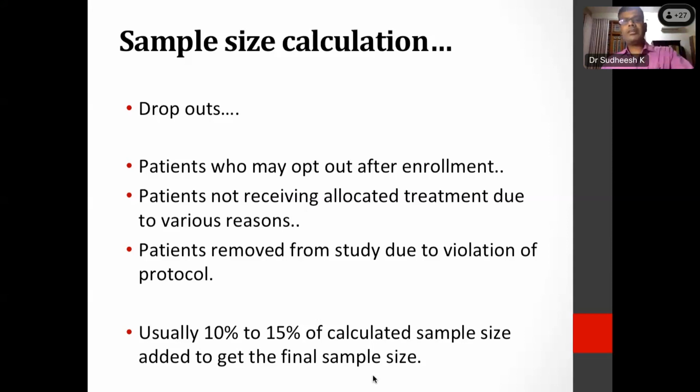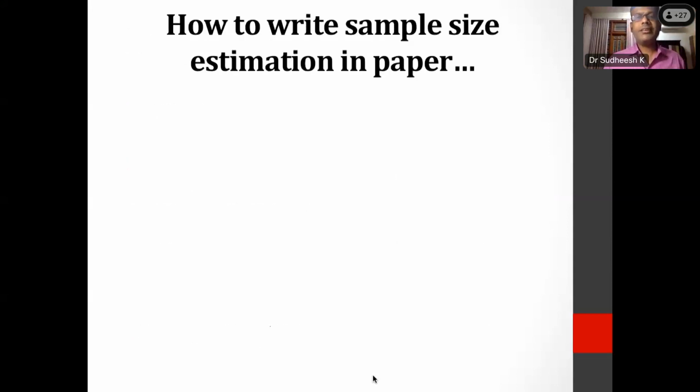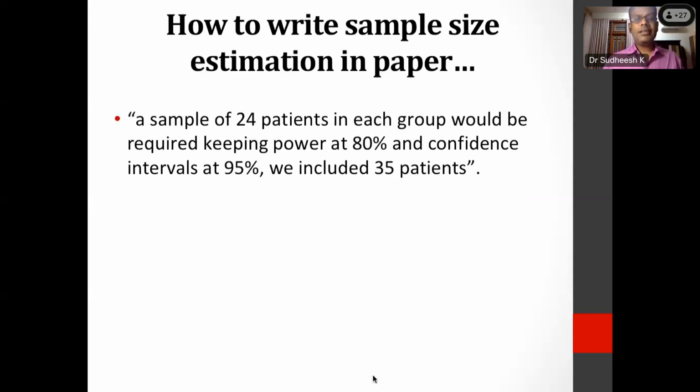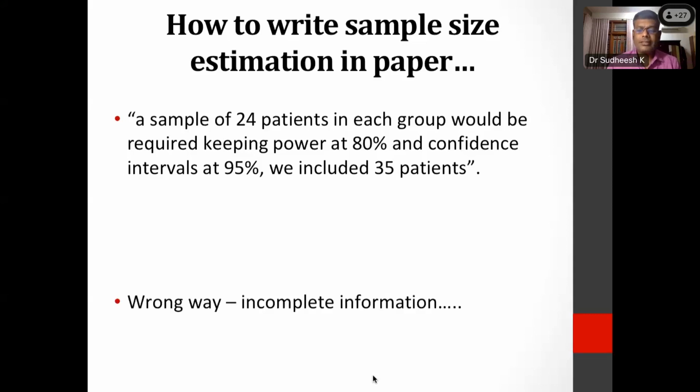Now, once you've done the final sample size estimation, then finally when you start writing it in the paper, say somebody mentions, a sample of 24 patients in each group would be required, keeping a power at 80% and confidence interval at 95%. We included 35 patients. Does it convey the complete meaning? No, isn't it? Because it doesn't convey a lot of things.